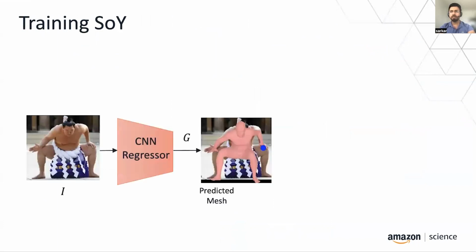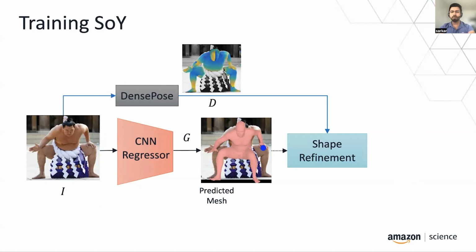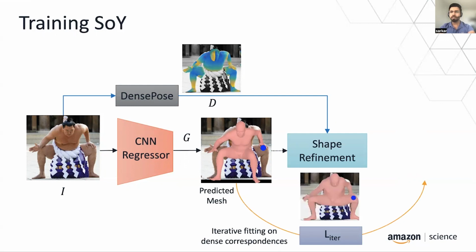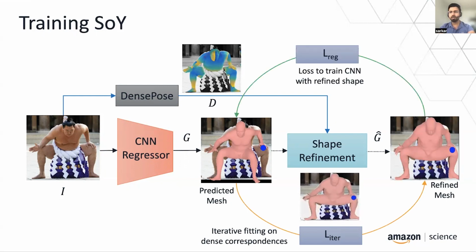For an image I, we feed it to the CNN regressor to predict an initial mesh G. We then get the dense pose D, and we input the predicted mesh and the dense pose to our shape refinement module. The shape refinement module iteratively fits the predicted mesh to the dense correspondences using L iterative loss. As you can see at the bottom, the refined mesh G hat is then used as the ground truth to supervise the CNN regressor in the next epoch using another loss, L regression.